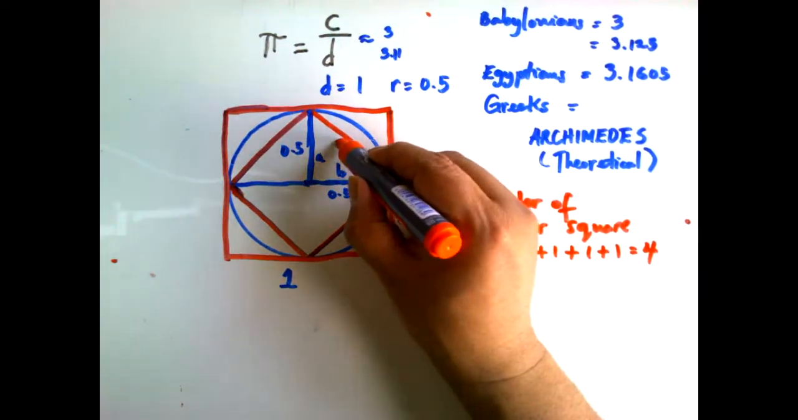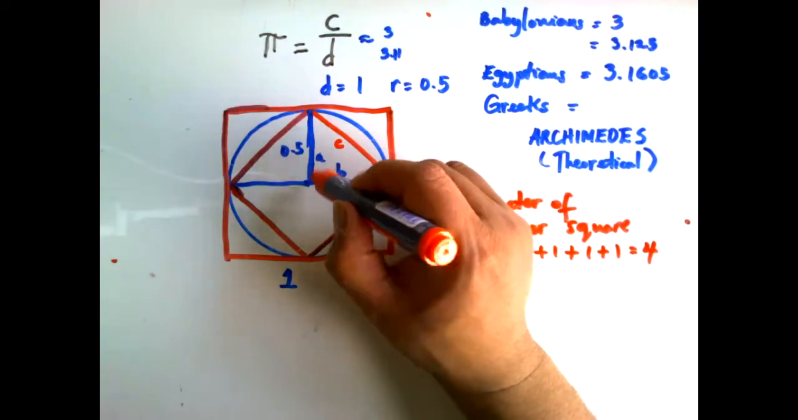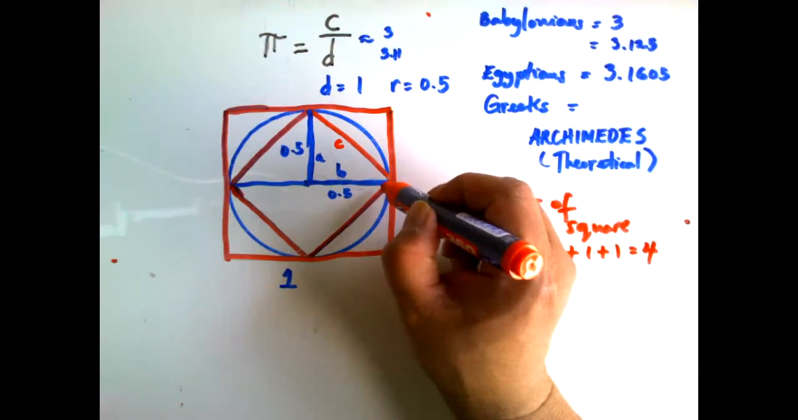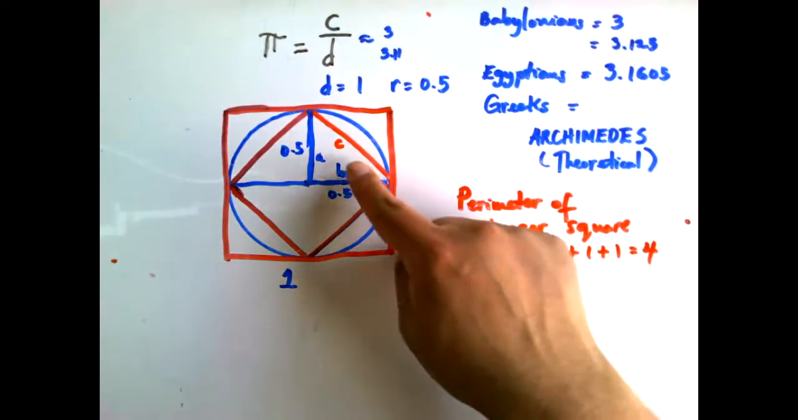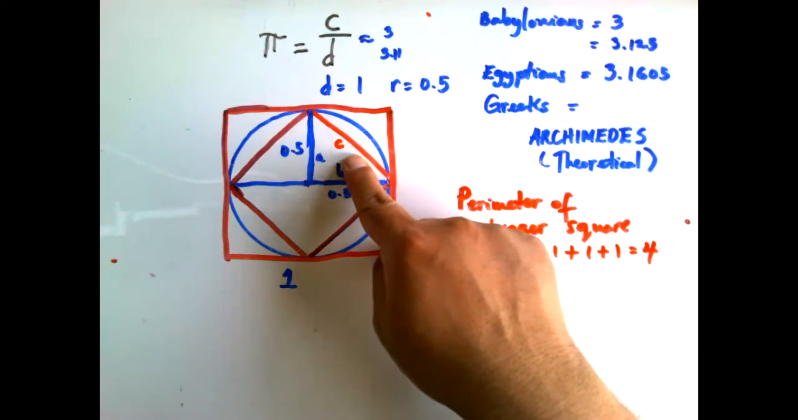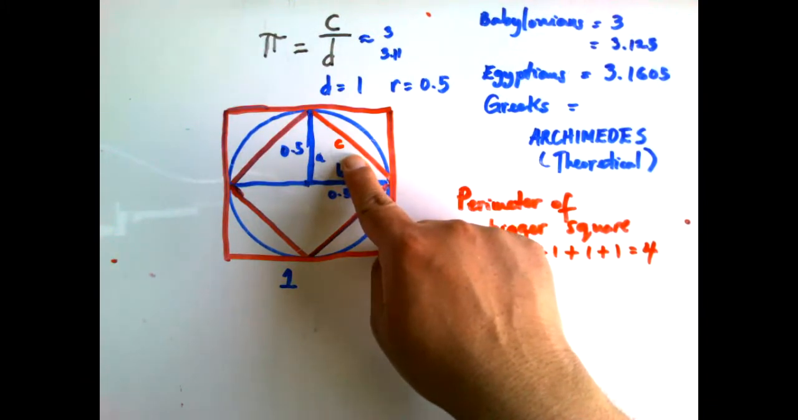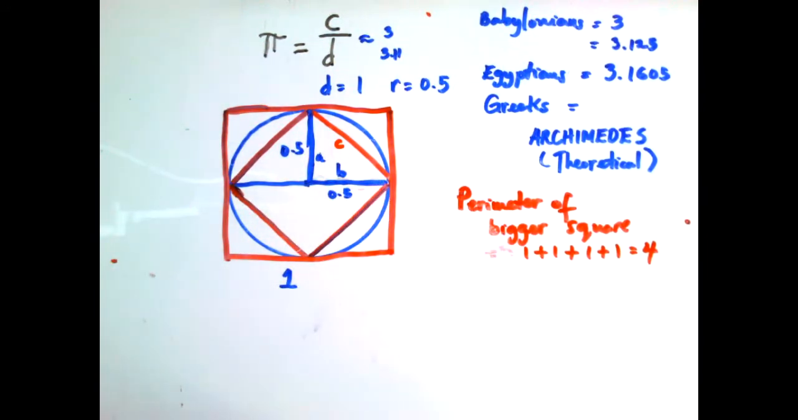So we know what A is, it's 0.5. We know what B is, it's 0.5. But C, we don't know. Now, how do we calculate the value of C? Well, guess what? Any guesses? We've done this before last school year. Yes?